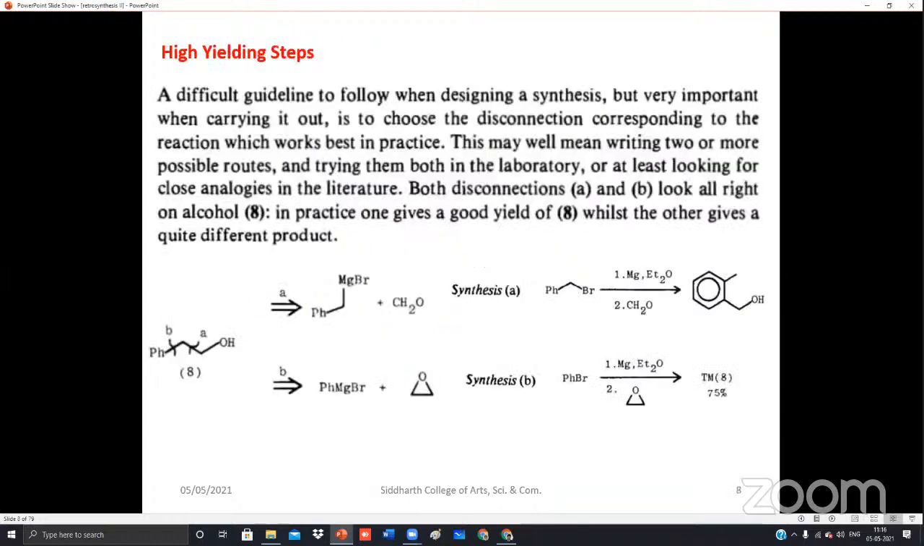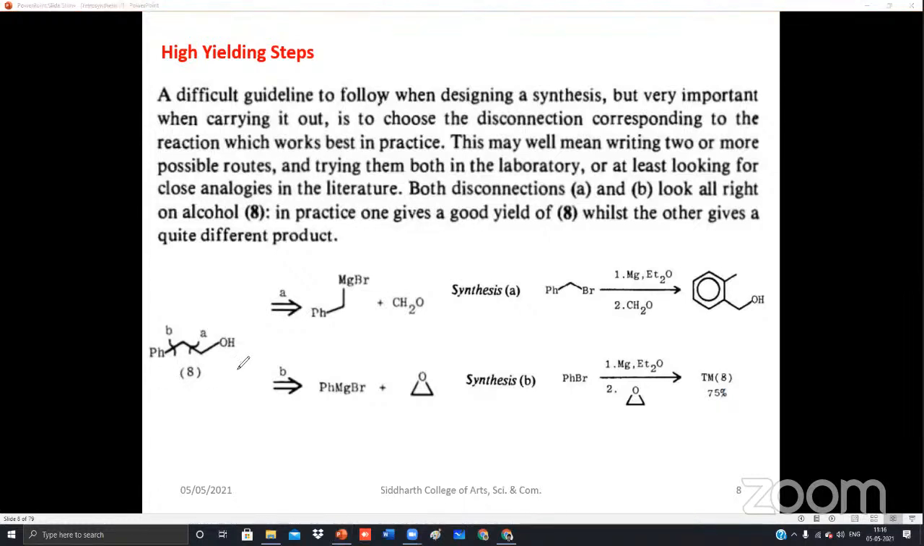Now, another important aspect you have to consider in retrosynthesis is the high yielding steps. In the process of reactions, particularly synthesis, you should always give preference to the high yielding steps. Instead, the reactions which are very sensitive to side reactions or byproduct formation, those reactions normally you have to avoid. Now here, take the example over here. We will explain with the example.